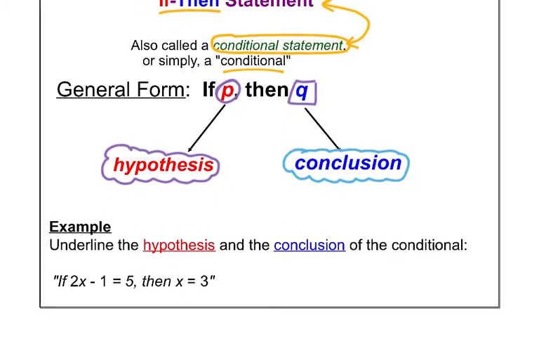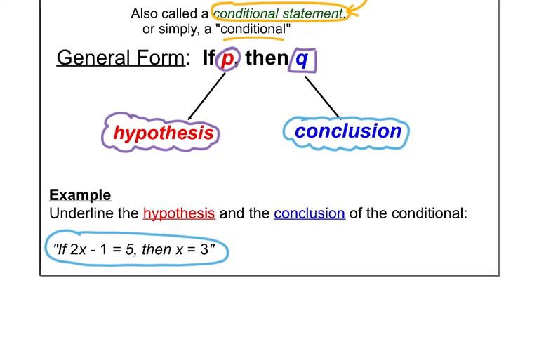So here's a good example for our first here. If 2x minus 1 equals 5, then x equals 3. Now, that's actually a true statement too if you actually solve it for x and do the math, but that's not the point. The point is, do you recognize that this is an if-then statement, right? That's an if-then. That's a conditional statement. So let's see, can we find where the hypothesis is and where the conclusion is?